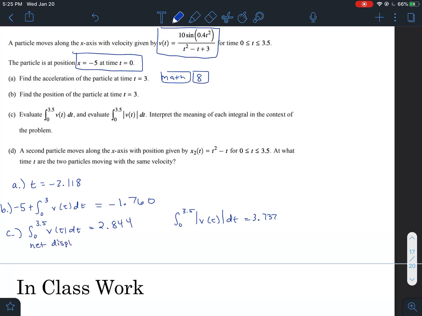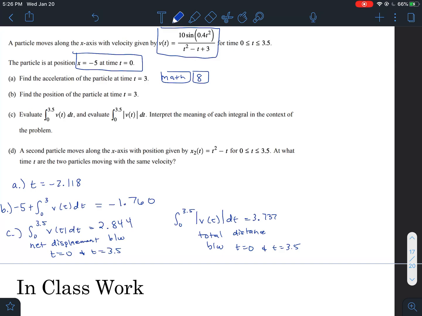So this is the net displacement between t equals 0 and t equals 3.5. And this is the total distance between t equals 0 and t equals 3.5.